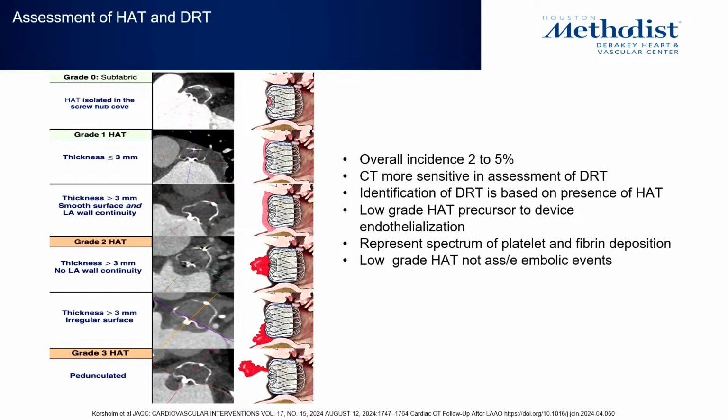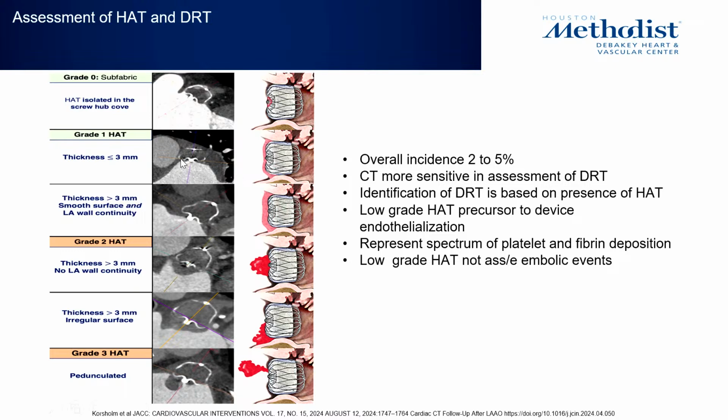CT can be very helpful in assessment of post-device hypoattenuation, thickening, and device-related thrombi. The overall incidence, as has been mentioned, is 2 to 5%. CT is more sensitive, and the identification of device-related thrombi on the atrial side of the device is based on the presence of hypoattenuation. If we just see hypoattenuation located just around the screw hub cove, that's thought to be more subfabric, so that's not true device-related thrombus.